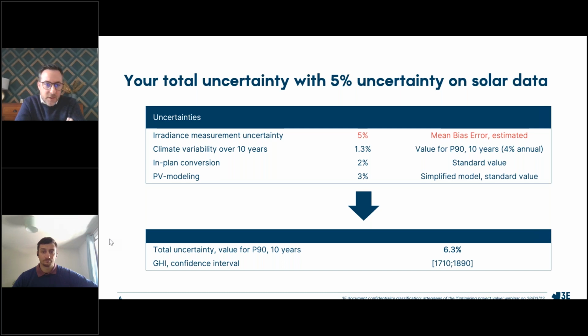So for the example here, with an uncertainty of 5% on the irradiance, 1.3% on climate variability, 2% on in-plane conversion, and 3% on PV modeling, you have an overall uncertainty equal to 6.3% over 10 years. This 6.3% is then used to calculate the P90 value.